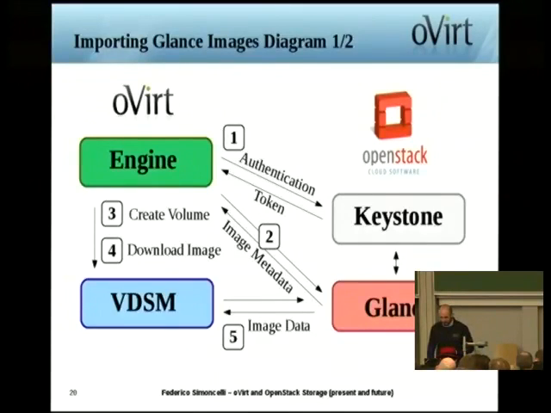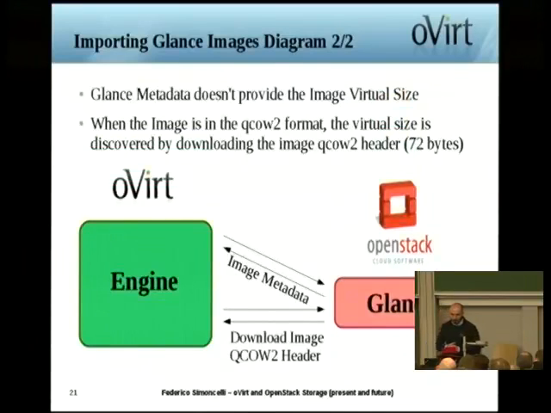So there's a special case where basically what Glance didn't provide was the image virtual size. So as I said before, basically what Glance gives you is the size of the image. This means that you are not able to discover in advance how large the image is once you attach it to the VM, right? So how large is the disk that the VM will see.